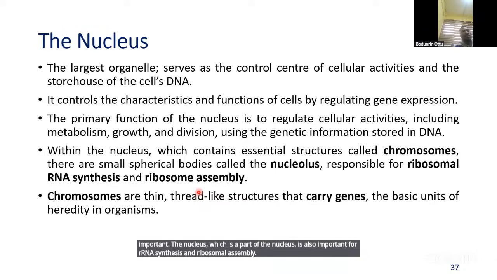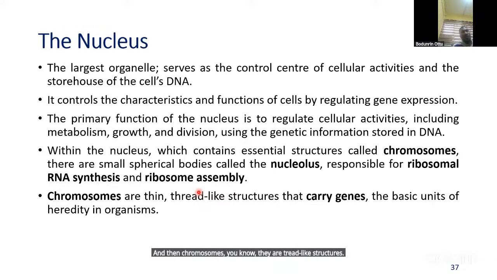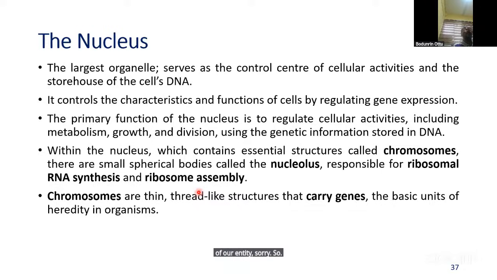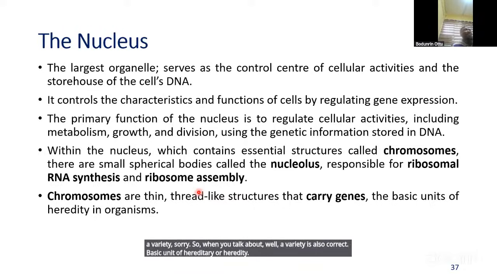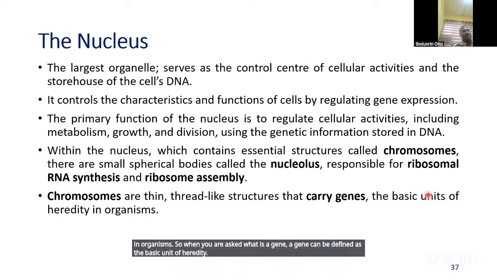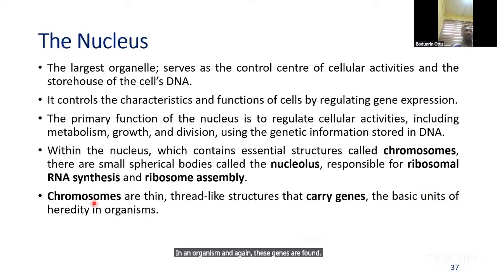And then chromosomes, they are thread-like structures that are condensed, that carry genes. And these genes are the basic units of heredity. So when you are asked what is a gene, it can be defined as the basic unit of heredity in an organism. And again, these genes are found in the chromosomes, because chromosomes carry these genes, right?